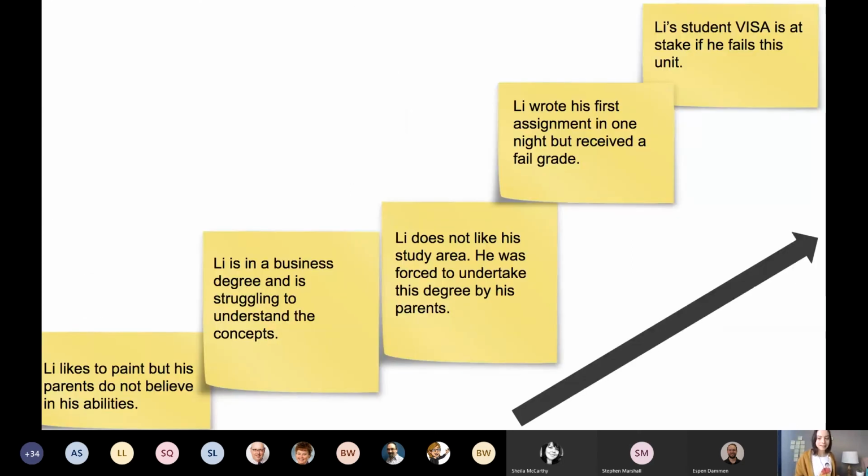Lee is in a sticky situation. He likes to paint, but his parents don't believe in his abilities. He's in a business degree, but he's struggling to understand the concepts. He's not really liking his study area, but he was forced to undertake his degree by his parents. And he wrote his first assignment in one night, but received a fail grade. So now he's on to the second assignment, but his student visa is at stake if he fails this unit. Oh my God, poor Lee. Oh God. Not great.